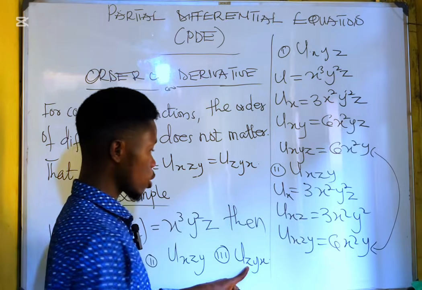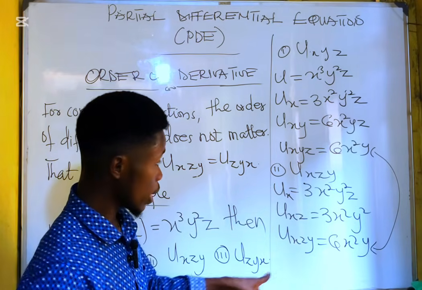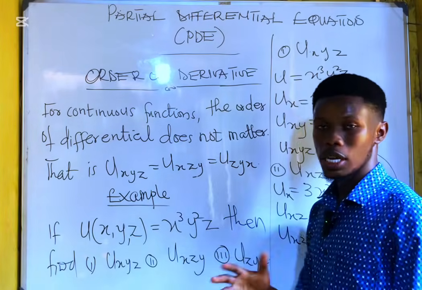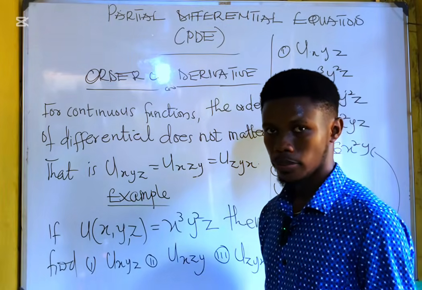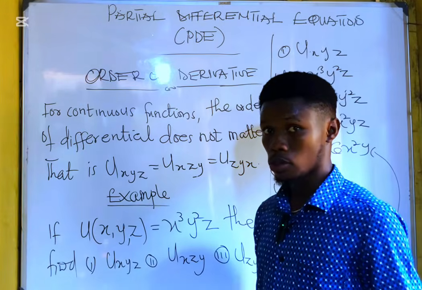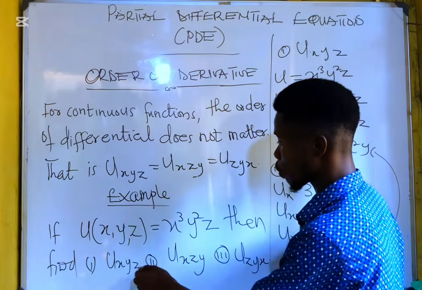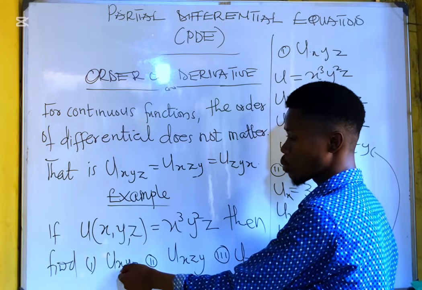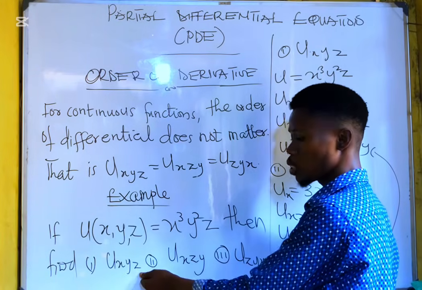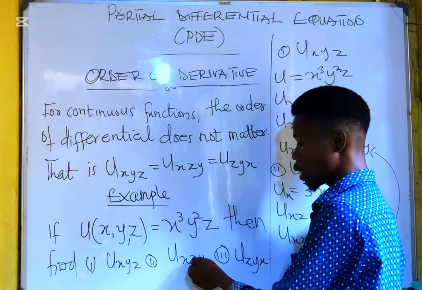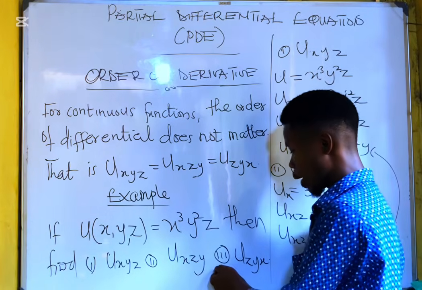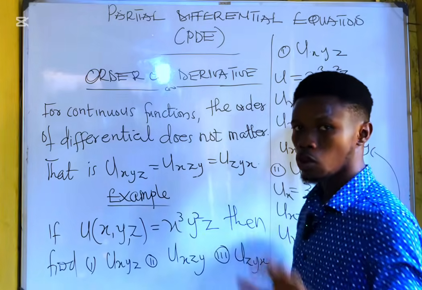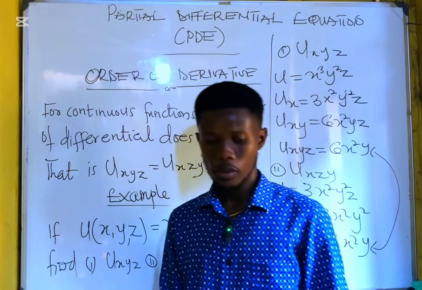Now let's look at the last one. The last one, if you do it, you get the same thing. So that shows that for a continuous function, the order does not matter. The arrangement of it does not matter. So if a question like this is given and you have to differentiate this one, and someone decides to start with x, then move to y, then move to z, and someone also decides to start with x, move to z, and move to y, and someone decides to start with z, move to y, move to x, you all get the same what? Answer. Is that okay? Very good.